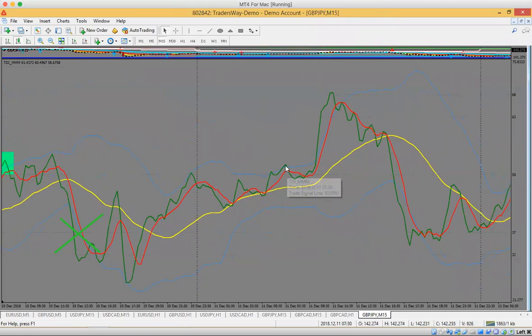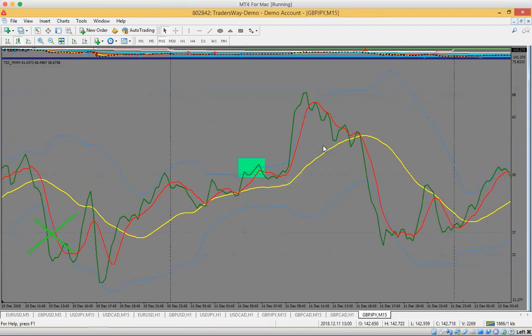This is a little shark fin, so we can label it. Let's label it. And this right here is not a trade. This is not an entry trade. This is just a confirmation of something that's about to happen on the chart.